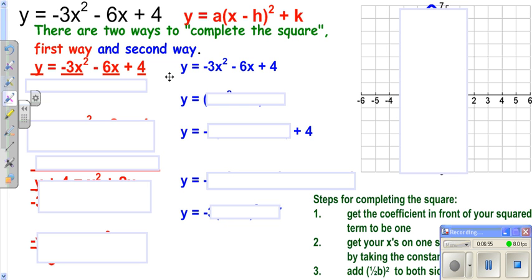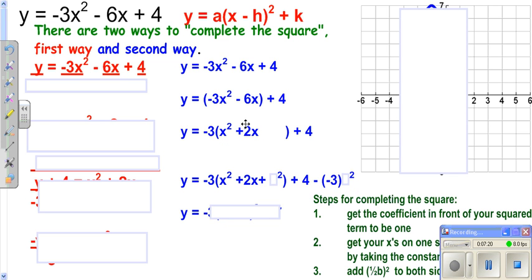So let's go ahead and complete the square here. Once again, we'll do the 2 different ways. The first way, we'll do it the blue way first, and then we'll come back and do the red way. You want to group your variables together. Get the number in front of your squared term to be a 1, so you got to factor that negative 3 out of just the x's.